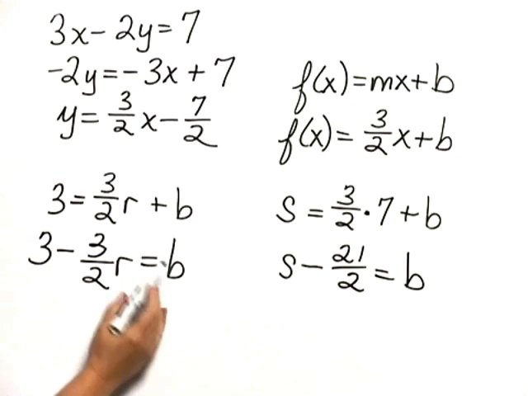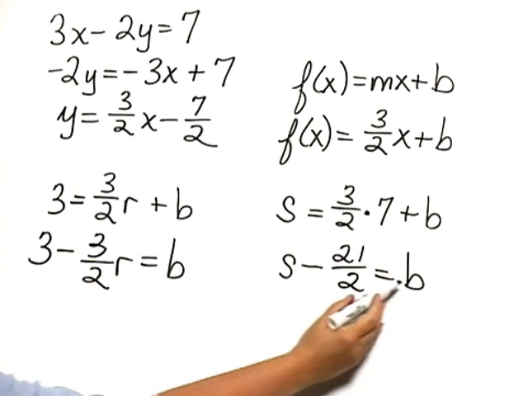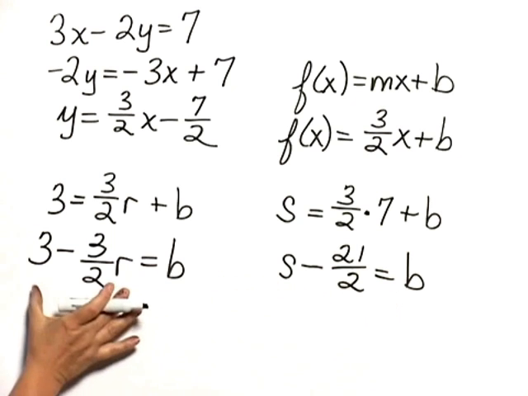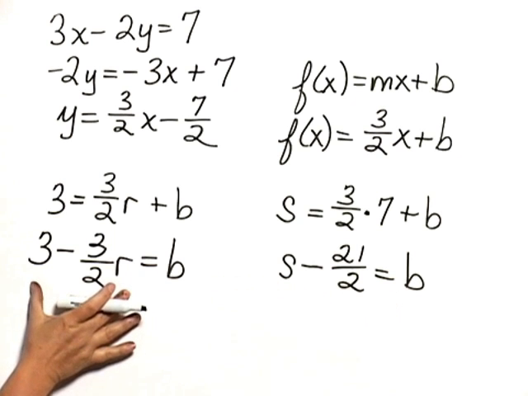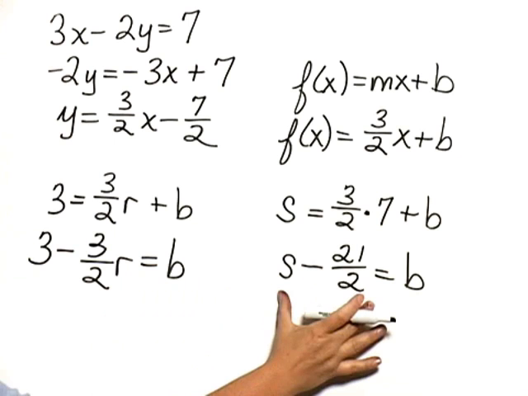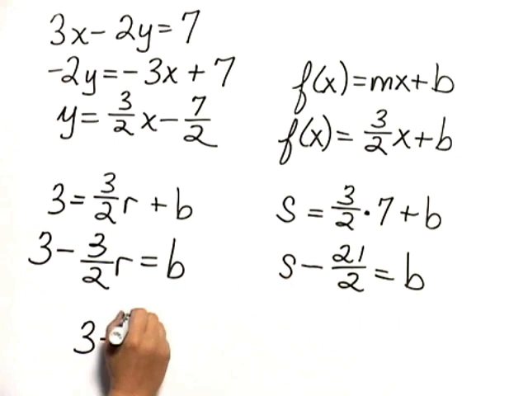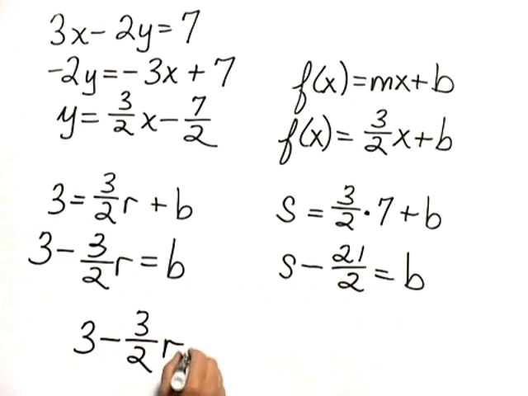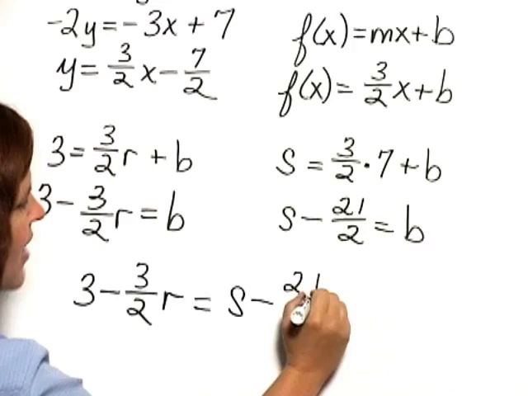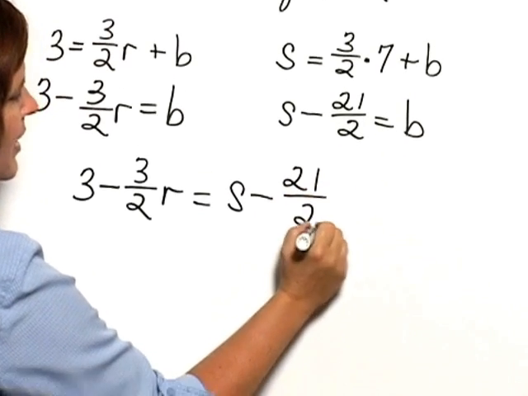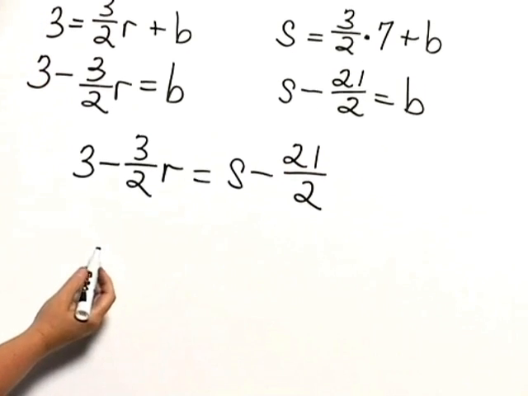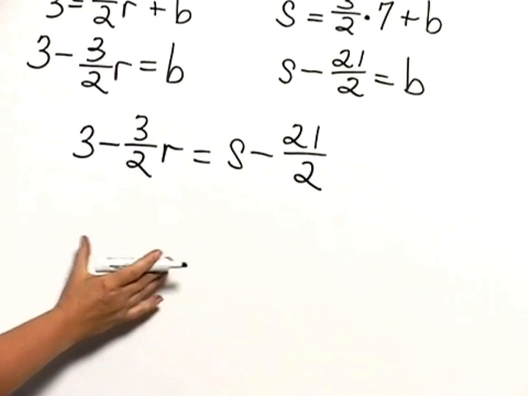Now, what's going to happen, we have this is equal to b, and this is equal to b, so 3 minus 3/2 r has to be equal to s minus 21 over 2. And what's neat is when we write that, there's no b left in the equation. 3 minus 3/2 r, which is b, equals s minus 21/2, which is also b. Now remember, we're to solve for s in terms of r, and we're almost there.